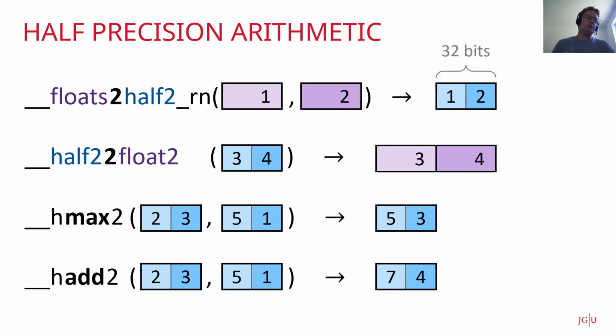More recent GPUs also support half-precision arithmetic, like for example NVIDIA's Ampere architecture, which lets you apply the same operation to the lower and the upper half of a 32-bit field. We used the addition and max instructions for score computation and these two conversion intrinsics to convert between floats, so 32-bit floats and 16-bit half values.